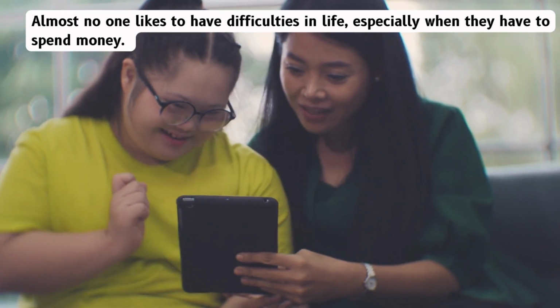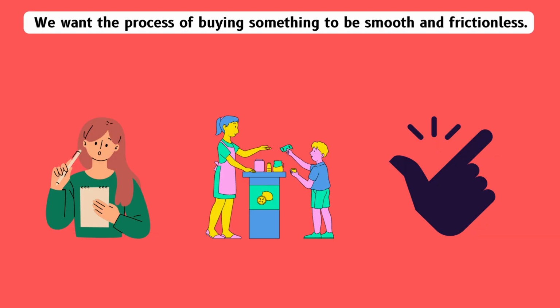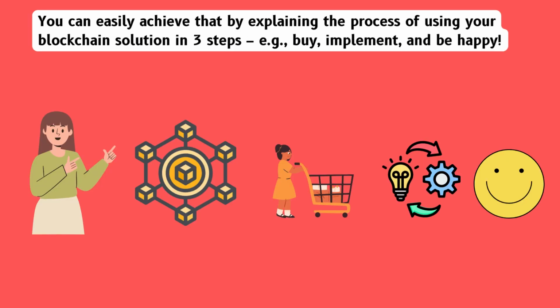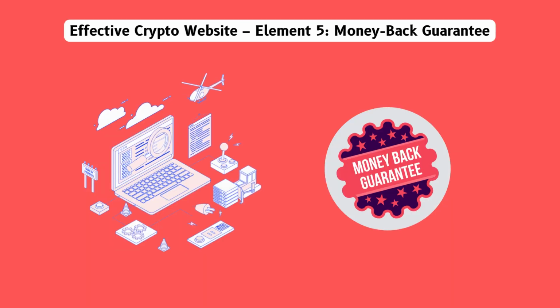Effective crypto website, Element 4: the easy steps. Almost no one likes to have difficulties in life, especially when they have to spend money. We want the process of buying something to be smooth and frictionless. And your goal with this element or section is to show that it will be exactly that if the visitor decides to do business with you. You can easily achieve that by explaining the process of using your blockchain solution in three steps, for example: buy, implement, and be happy. Include short paragraphs below if needed for clarification, but this is not mandatory.